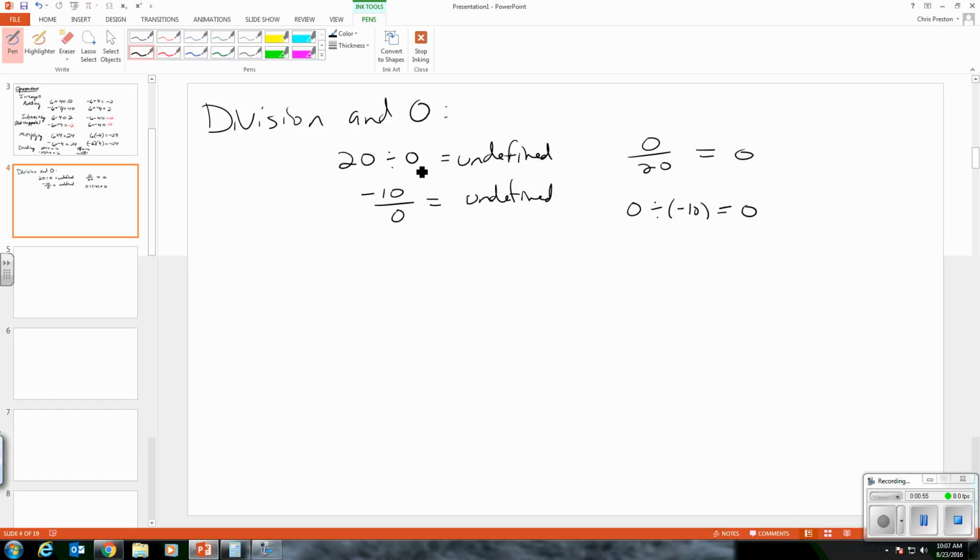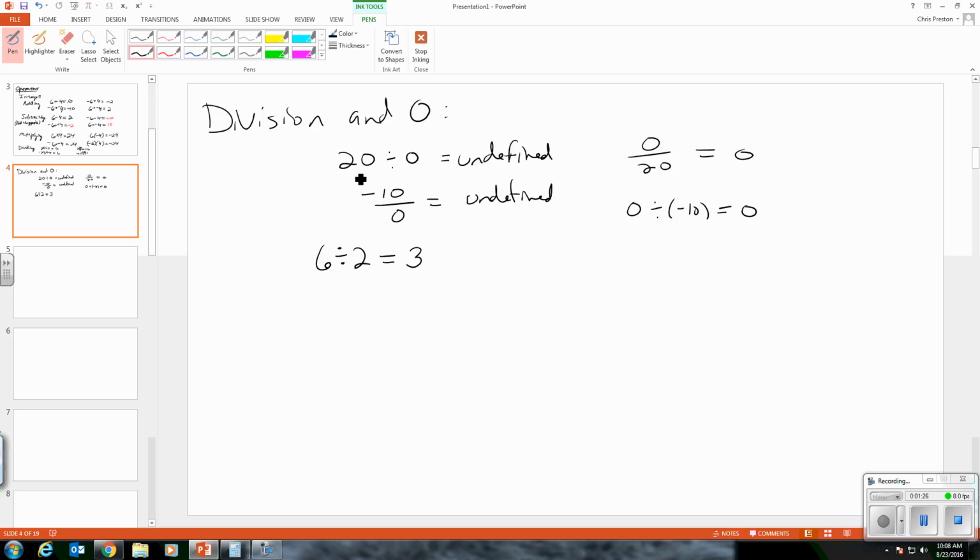Your divisor tells you how many you want in a set, and your numerator, your dividend, tells you how much you have. So if I take 6 and divide that by 2, what I'm looking for is, if I have 6 of something, how many sets of 2 can I make out of that? The answer is I can make 3 sets. But if I have nothing, and you say, how many sets of 20 can I make? Well, I can make no sets of 20.